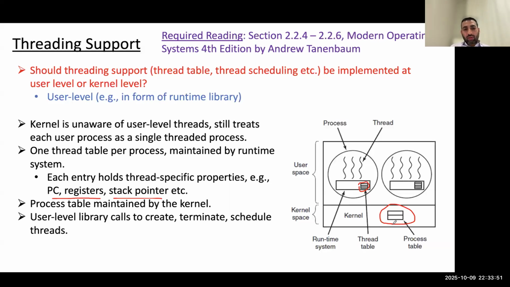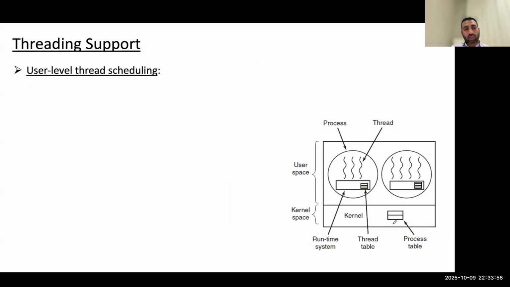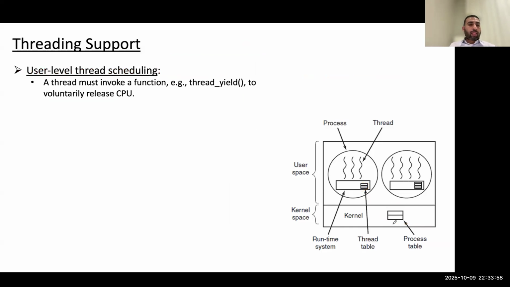And the user level library or the runtime is responsible for creating, terminating, and scheduling the threads, right? How does the thread scheduling happen at user level if you're implementing a user level thread library? We expect that a thread must release the core on which it is running voluntarily, right? And how does it do that? For example, by calling an API or by calling a function. So for example, it can be a function like thread yield, right?